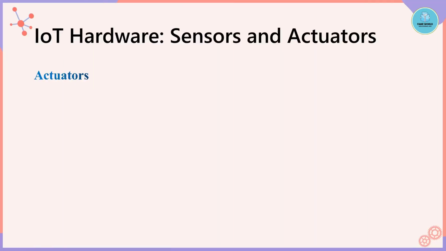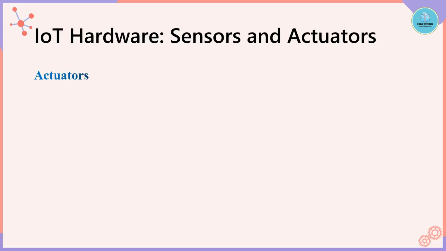Now we will talk about the actuators. That is the second part. Second part means what we have discussed till now in IoT hardware. We were discussing sensors and actuators. We were discussing sensors. We have covered sensors, and I am going to discuss actuators now.